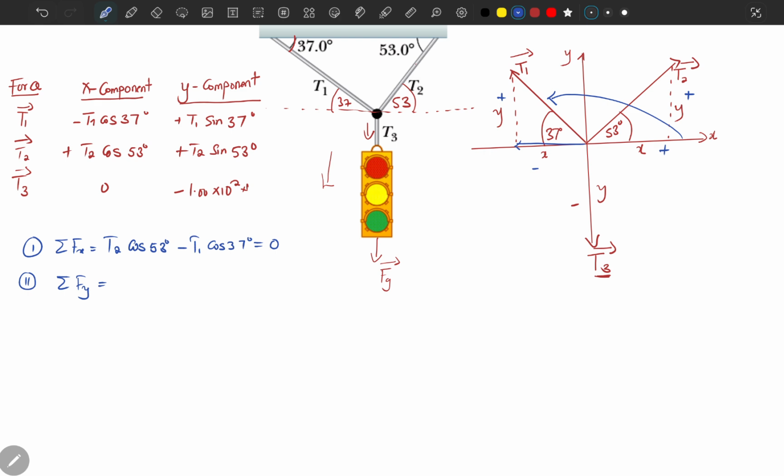And equation number 2, which is forces in the y direction. So in the y, we have T1 sine 37 degrees plus T2 sine 53 degrees, then minus 1.00 times 10 to the power 2. This should give us what? 0. These are the equations that we need to help us find T1 and T2. T3 is known already, okay?